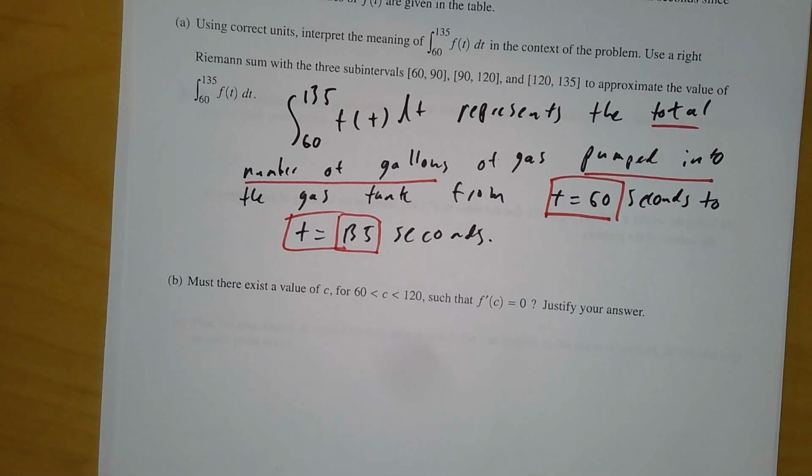Then it says use a right Riemann sum with three subintervals, from 60 to 90, 90 to 120, and 120 to 135, to approximate the value of the integral from 60 to 135.